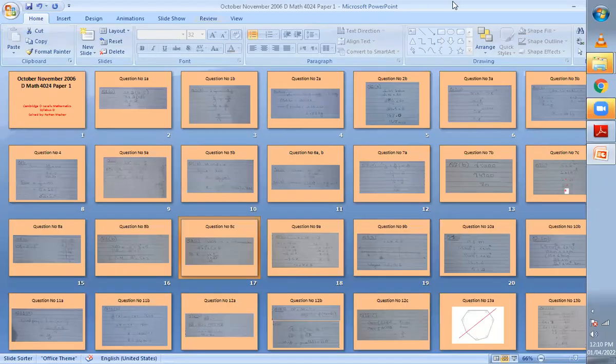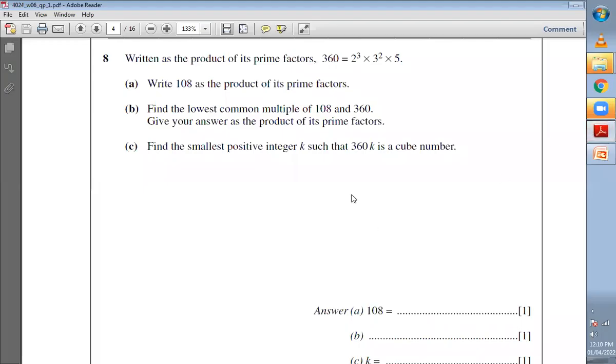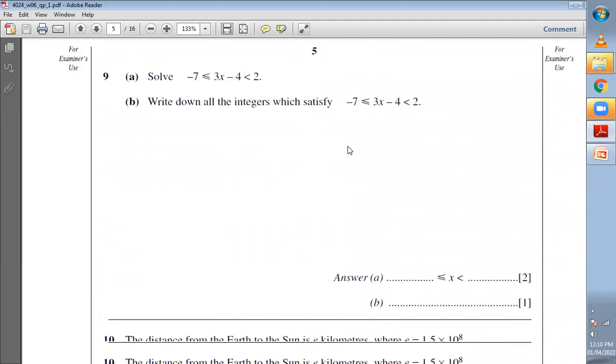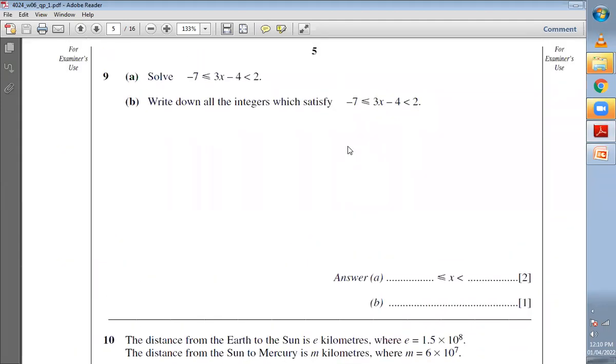Okay, so let's go to the next question. The next question coming up on your screen is question number 9. He says question number 9, A part, solve. Here an inequality is given and you have to solve it. It's -7 less than or equal to 3x minus 4 less than 2. So we have to solve it.